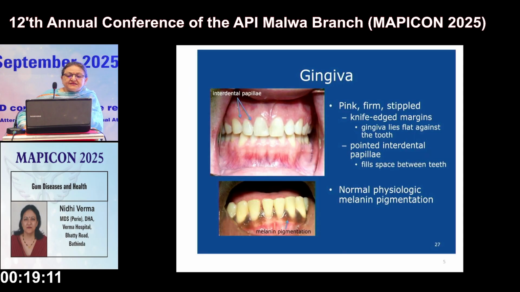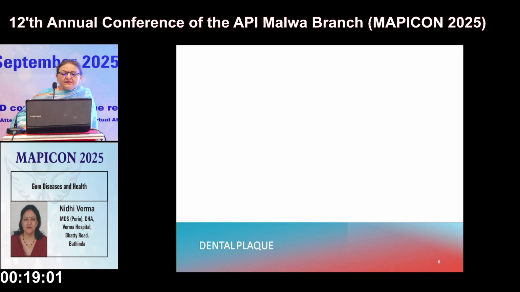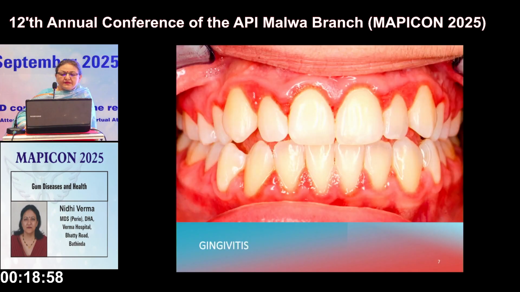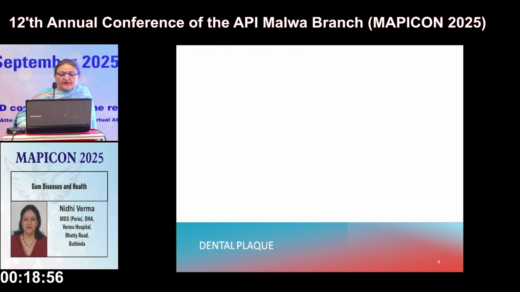This is a normal gingiva, which is firm, pink, stippled, with a knife-edge margin and a pointed interdental papilla, and with a normal physiological pigmentation. Next we come to the dental plaque. The dental plaque is the invisible layer which is formed in our mouth daily.